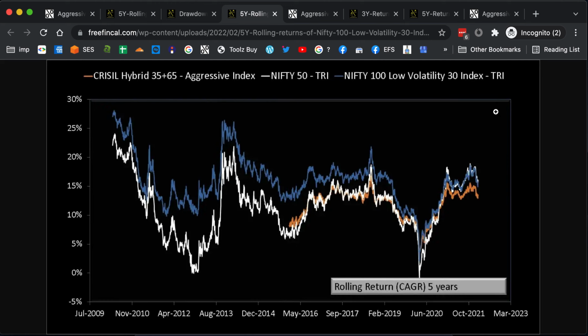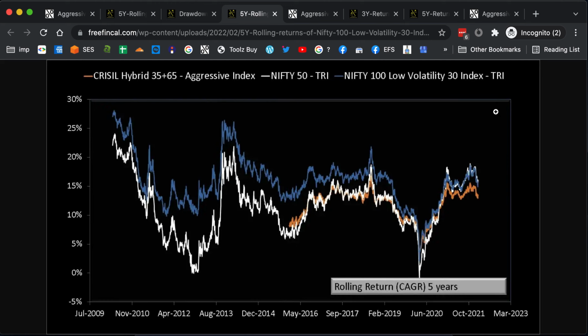That is why asset allocation is called the free lunch. That is, just by replacing 35% of equity with bonds, you can get a significantly lower volatility, but the return is comparable to that of Nifty. So the risk adjusted return in the case of the hybrid index is excellent.